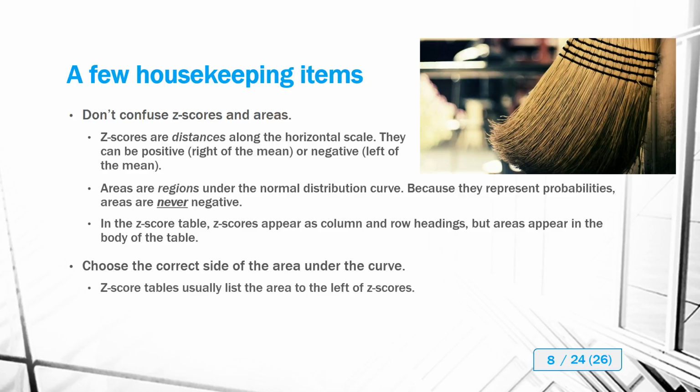Remember that z-score tables usually list the area to the left of z-scores. So if it's the area to the left that you want, you can use the number that's right there in the table and run with it. That will do for you. However, if you need the area to the right, remember to use the complement. Subtract the area you find in the table from 1. That gives you the area to the right.